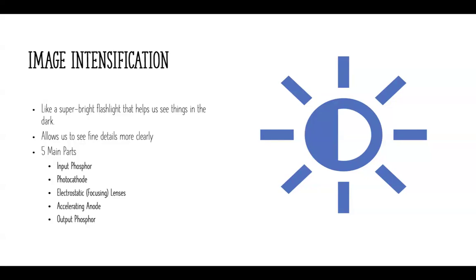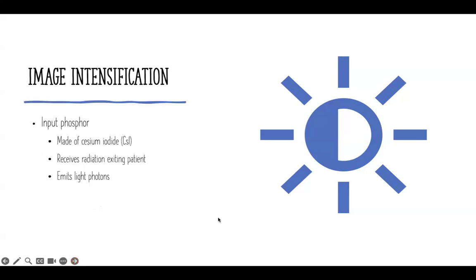We have a picture of what a fluoro table looks like, and I'll point out the image intensifier for you. There are five main parts of the image intensifier: an input phosphor, photocathode, electrostatic focusing lens, accelerating anode, and an output phosphor. First, the input phosphor is made of cesium iodide. It receives the radiation exiting the patient, and then it emits light.